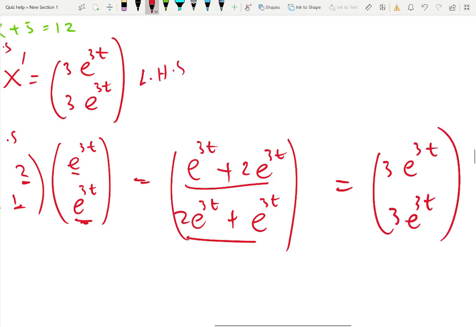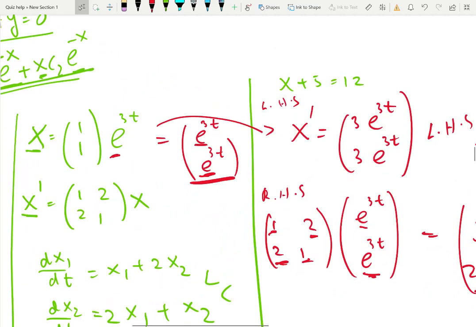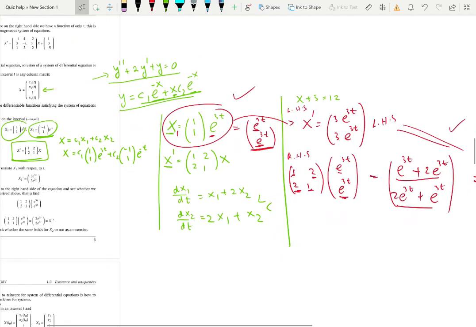Well, the left hand side is this. The right hand side is this. Aren't they equal? They are equal, right? Yes. So this is a solution. In fact, yes, capital X1 is a solution. You can do the same for X2 and verify that it's a solution.